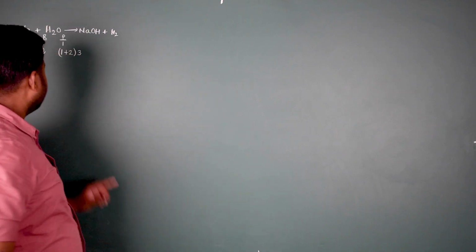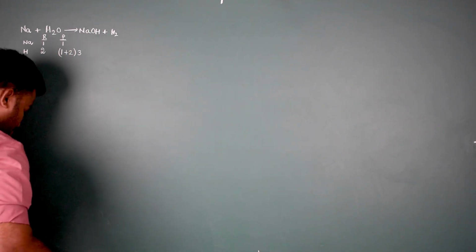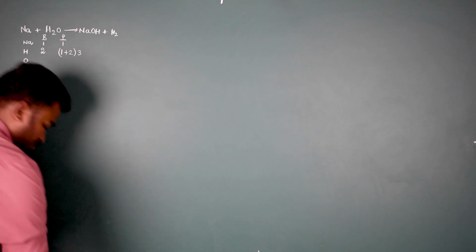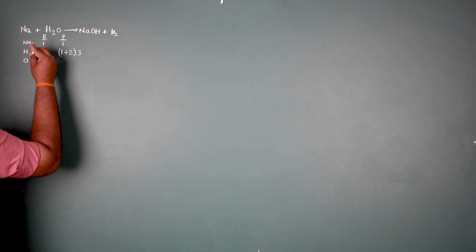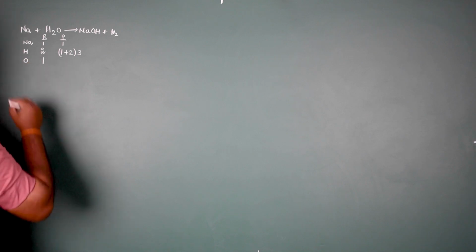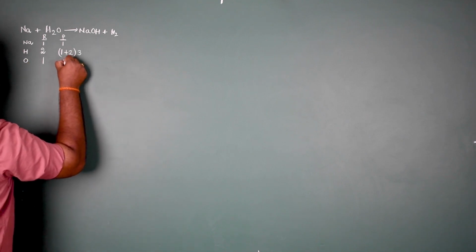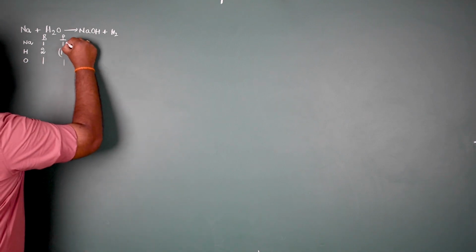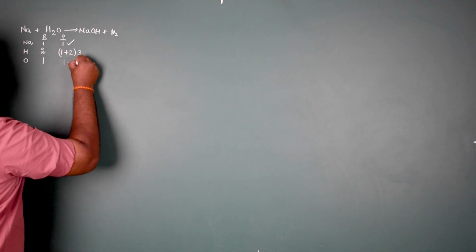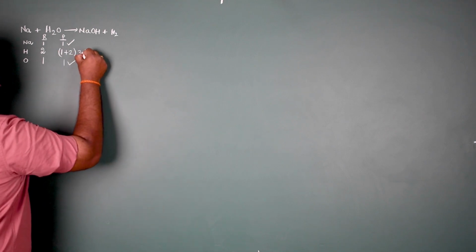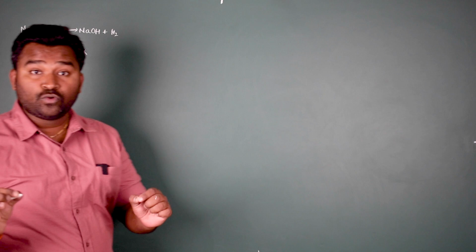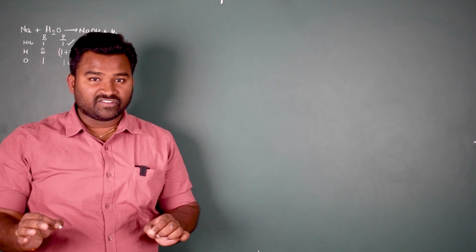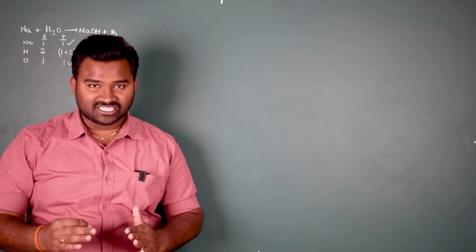Correct? Then let's look at oxygen. So if you look at oxygen, I have 1 oxygen here, whereas on the product side also 1. So that means my sodiums are balanced, oxygen is balanced, but whereas my hydrogen is not balanced. So the equation is a skeletal equation, correct? So that means I have to balance this equation.